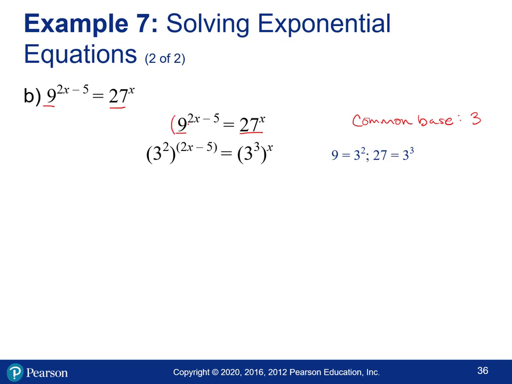So then we rewrite 9. We take exactly where there was a 9 and put parentheses around it, and say that that's the same thing as 3 squared. And on the right side, exactly where there was a 27, we say that's the same thing as 3 cubed.